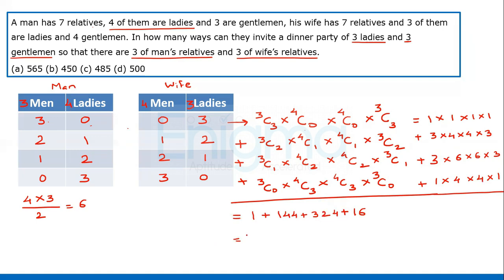Now we have to add this thing. The addition comes out to be 485. So the answer will be option C.